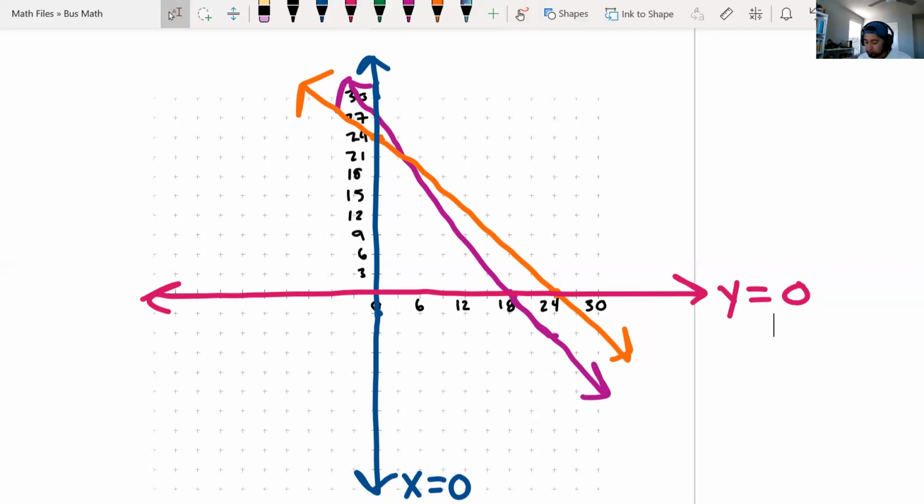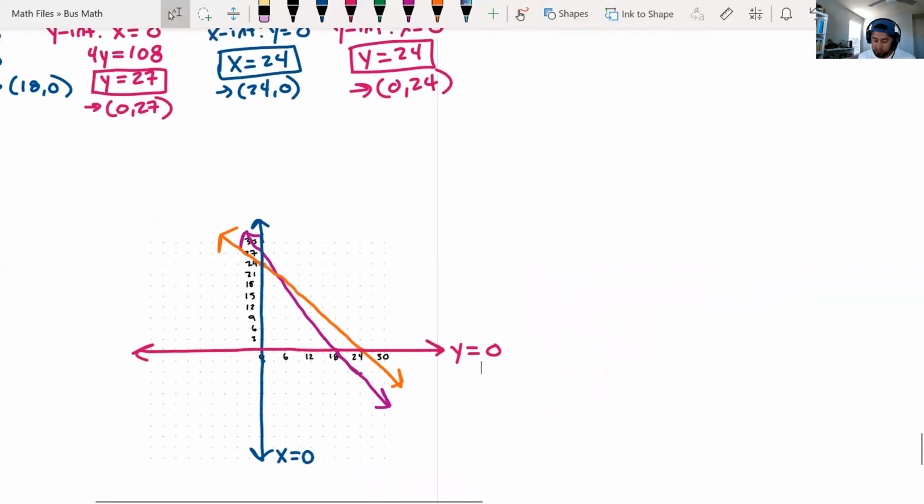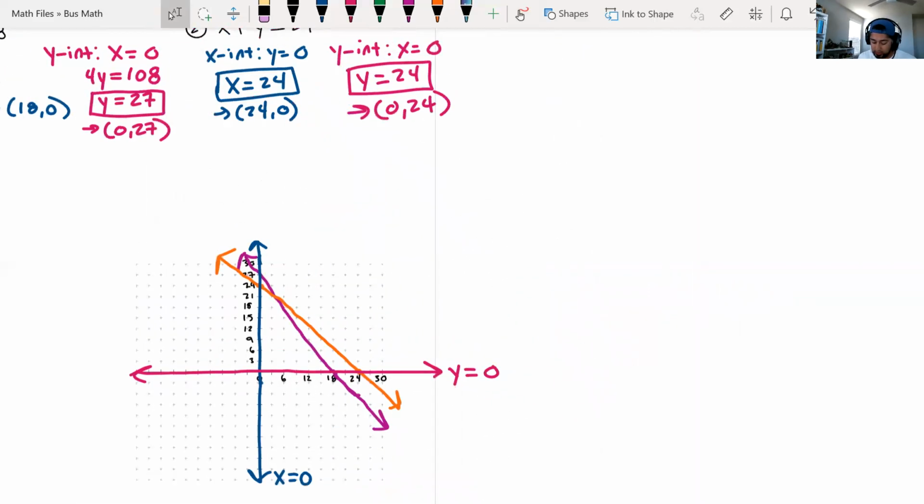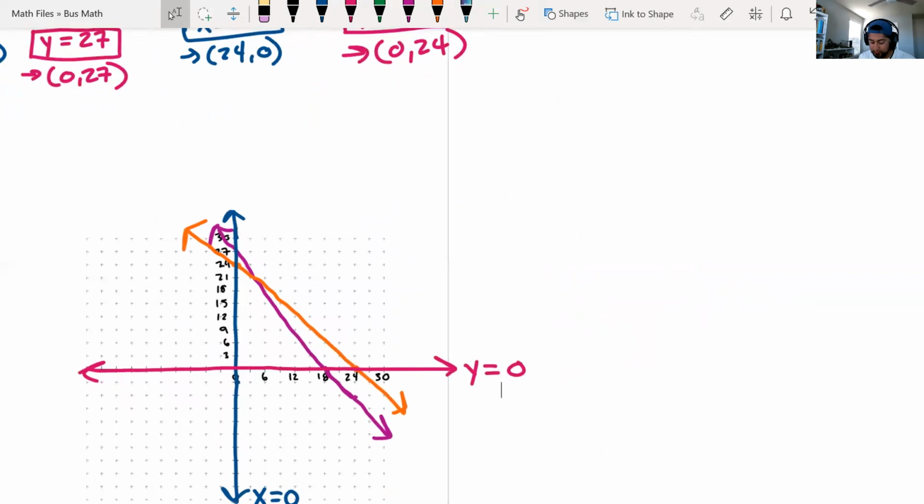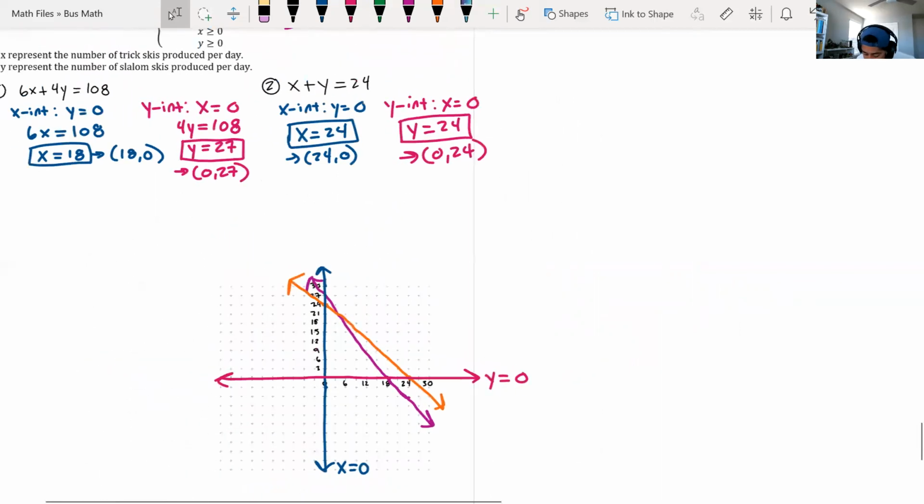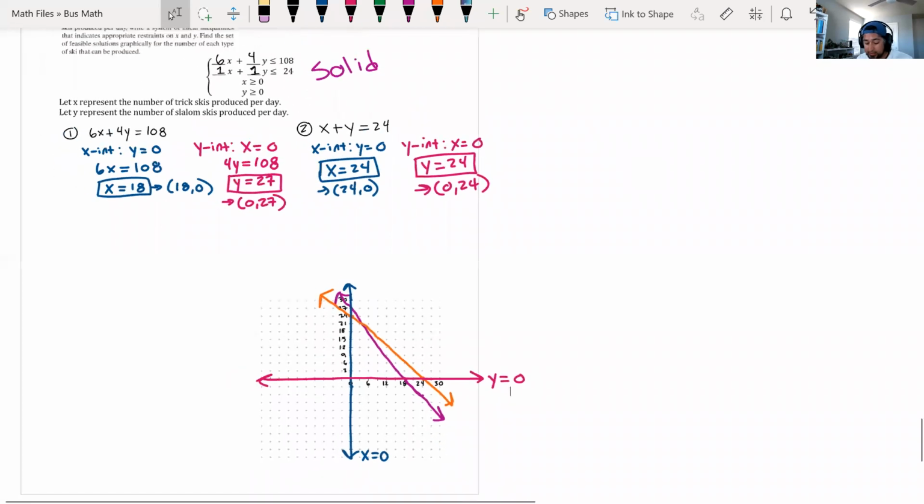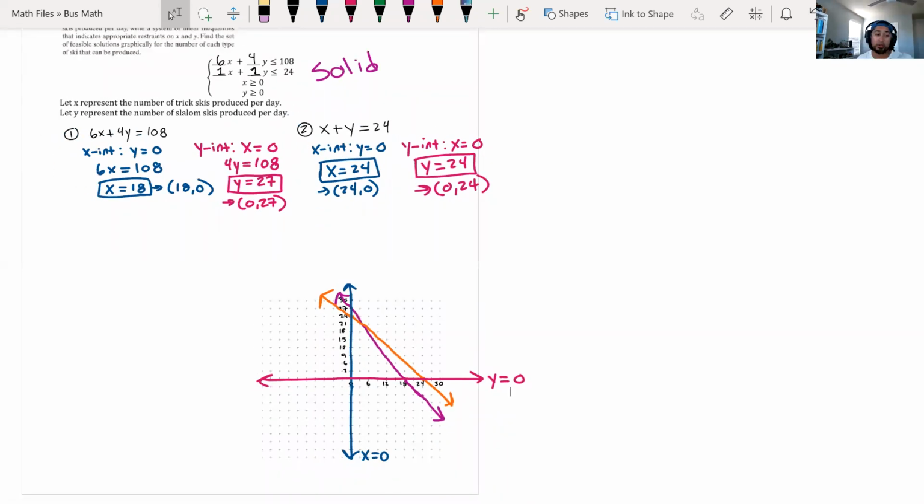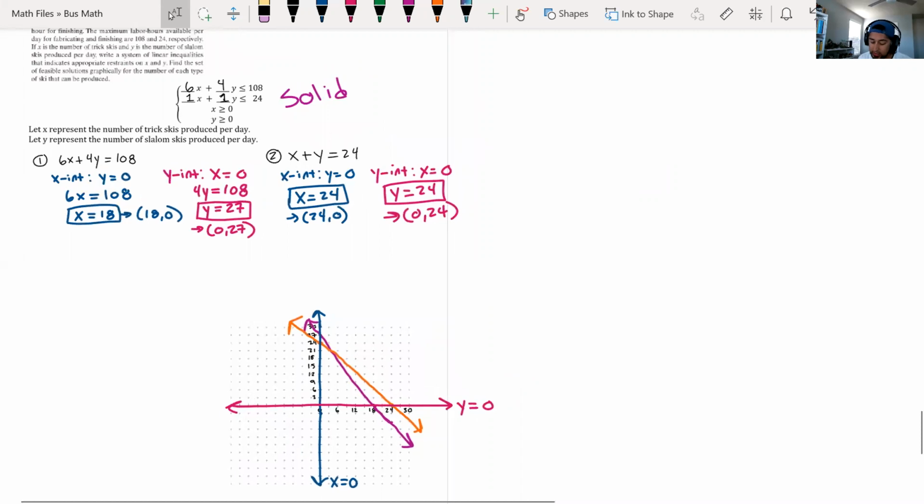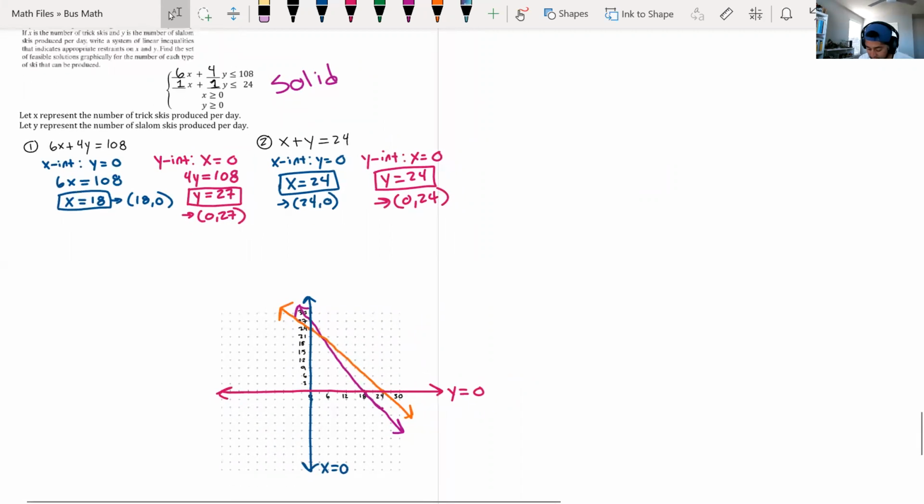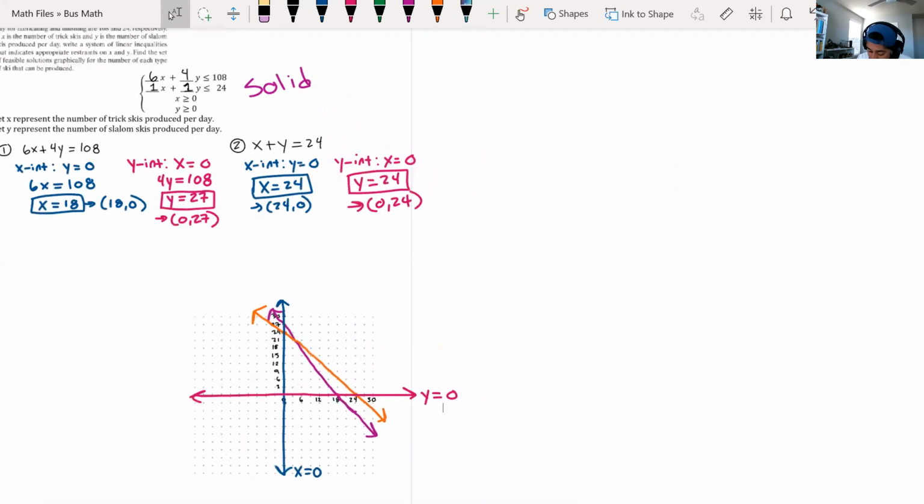So what we should actually do, let me see, because we can find all the corner points, but let's go ahead and shade first to help us find the solution region to find the corner points. So that means let's just go ahead and pick test points.